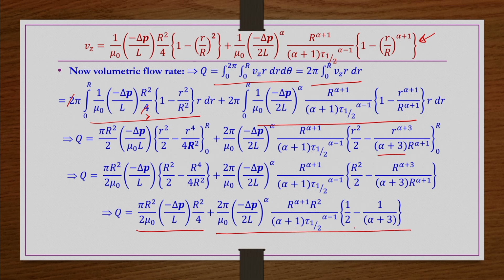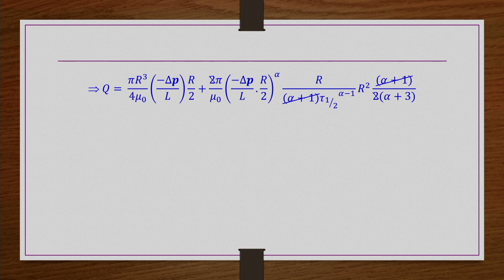In the next step, what we can do is take the LCM of this one. Then you get alpha plus 3 minus 2 divided by 2 alpha plus 3. So that is alpha plus 1 you get. This alpha plus 1 and that alpha plus 1 would be cancelled out, right. Then you have this term, divided by 2 alpha plus 3 is there. So that 2 and this 2 we can cancel out. Okay, so this is the expression you get.